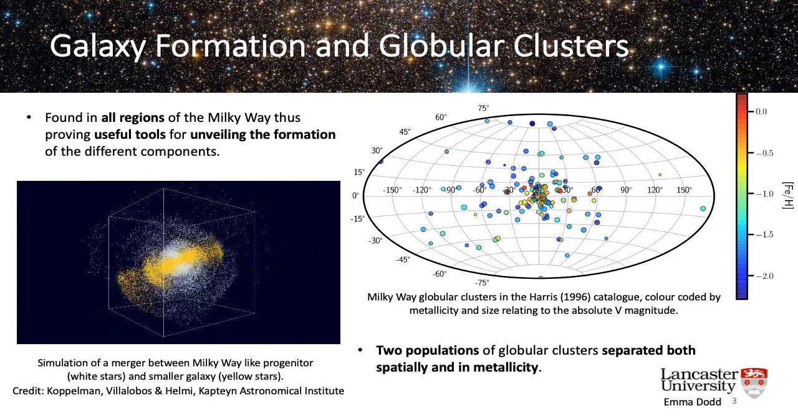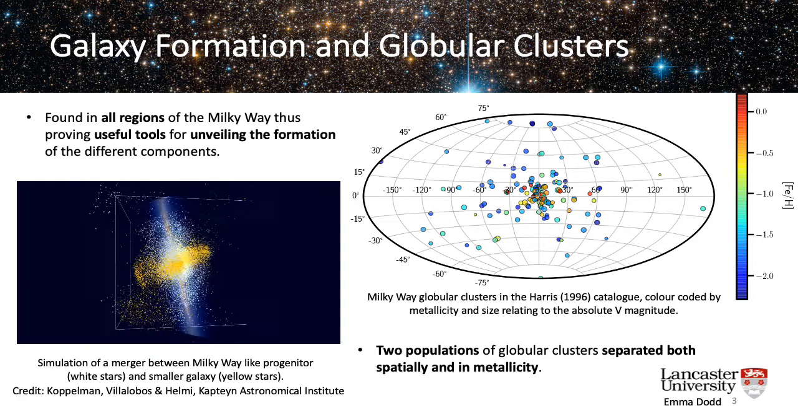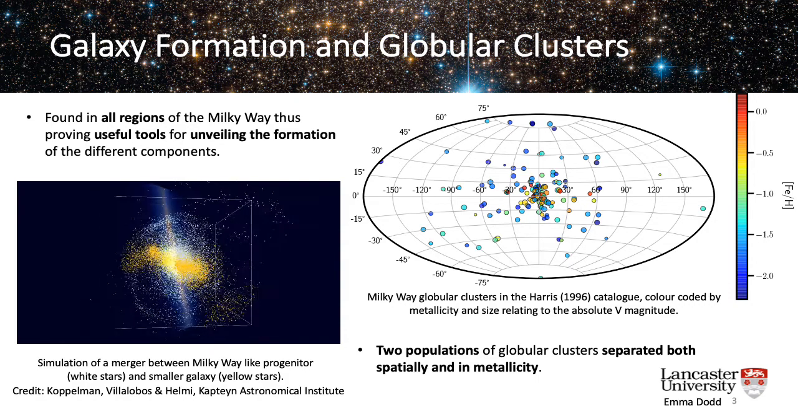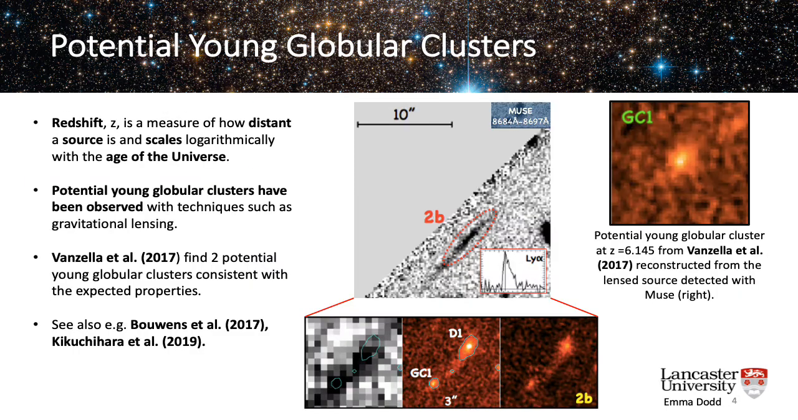If we look at the globular clusters of the Milky Way in terms of metallicity, as shown on the right, we can see two clear distinct populations. The central metal-rich population is theorised to have formed with the galaxy itself, whereas the metal-poor halo globular clusters are thought to have been accreted from other galaxies through merger interactions in its past.